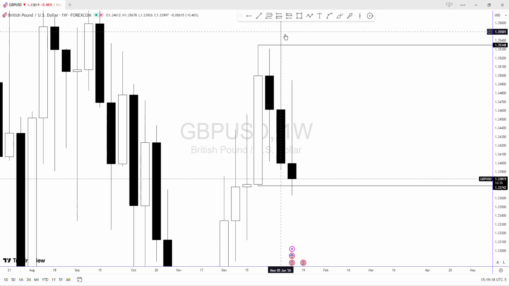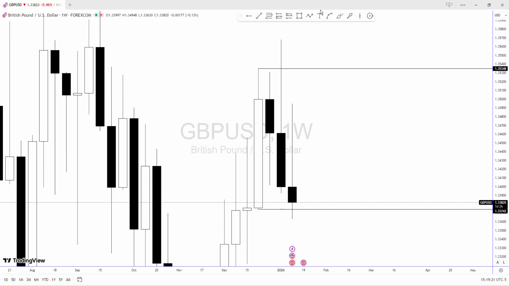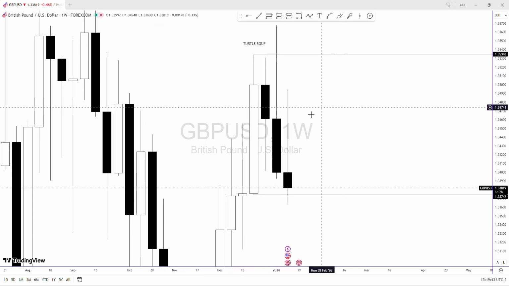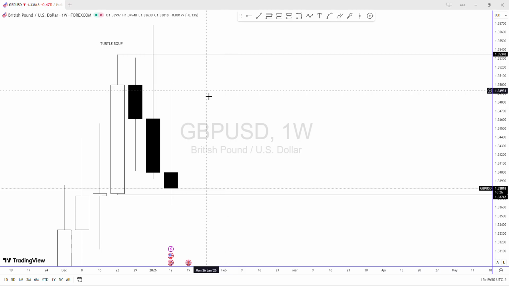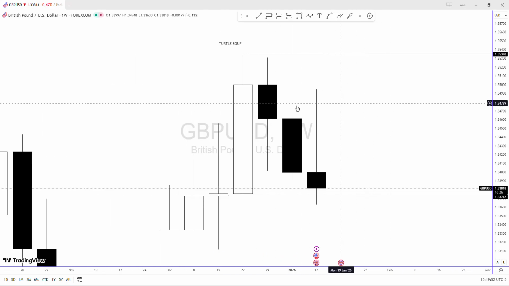So you see the market came and took this out. We call it turtle soup. All right, so this is what we call turtle soup. This is the CRT high, this is the CRT low, candle range theory. So this is what we will be working to.